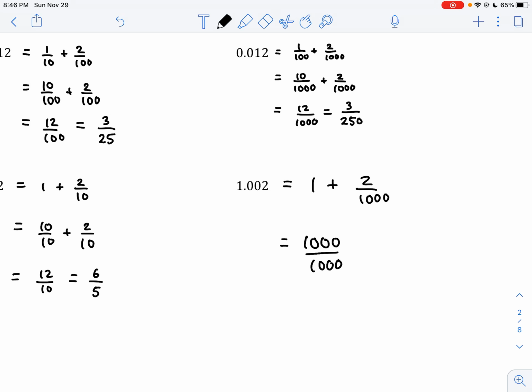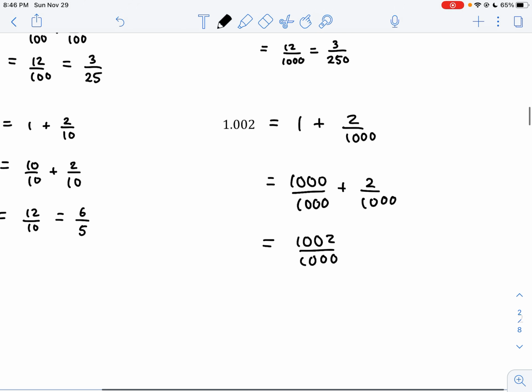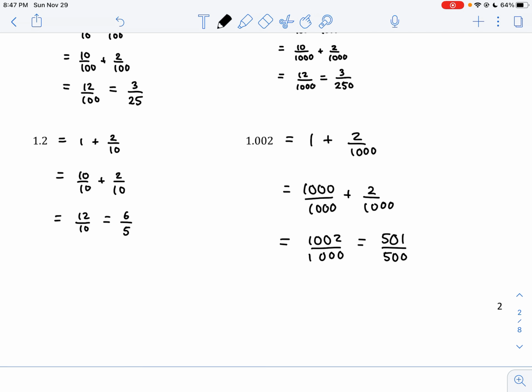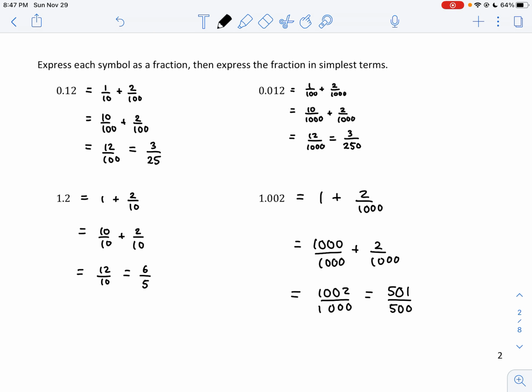And so we have 1,000 thousandths, which is equivalent to 1 in value, plus 2 thousandths, which tells us that we have 1,002 thousandths. And now we can worry about reducing this to more simple terms. Divide the top and bottom by 2. The top divided by 2 is 501, and the bottom divided by 2 is 500. I think 501 and 500 are relatively prime, so this is as far as that fraction will reduce.